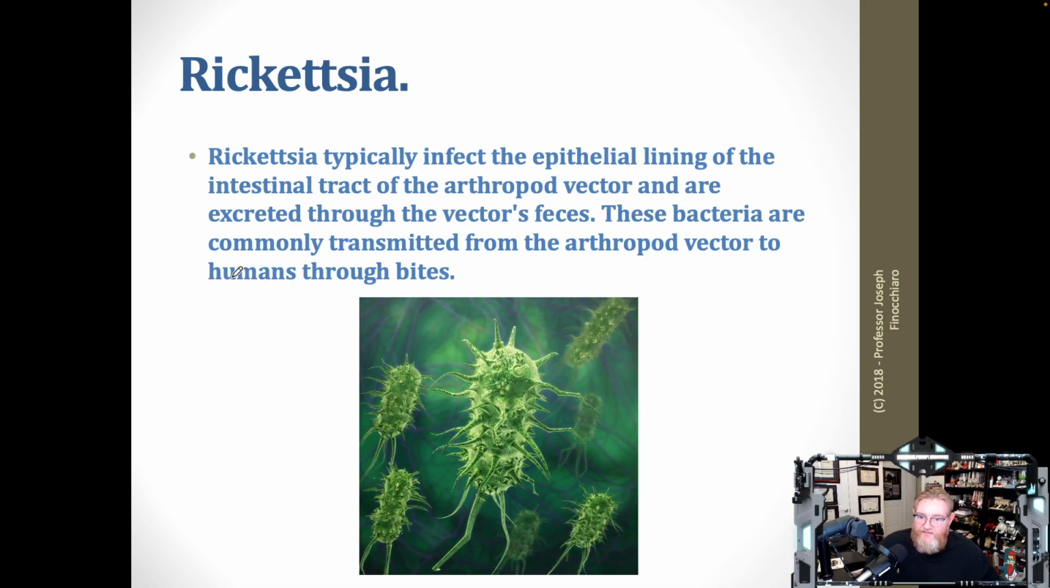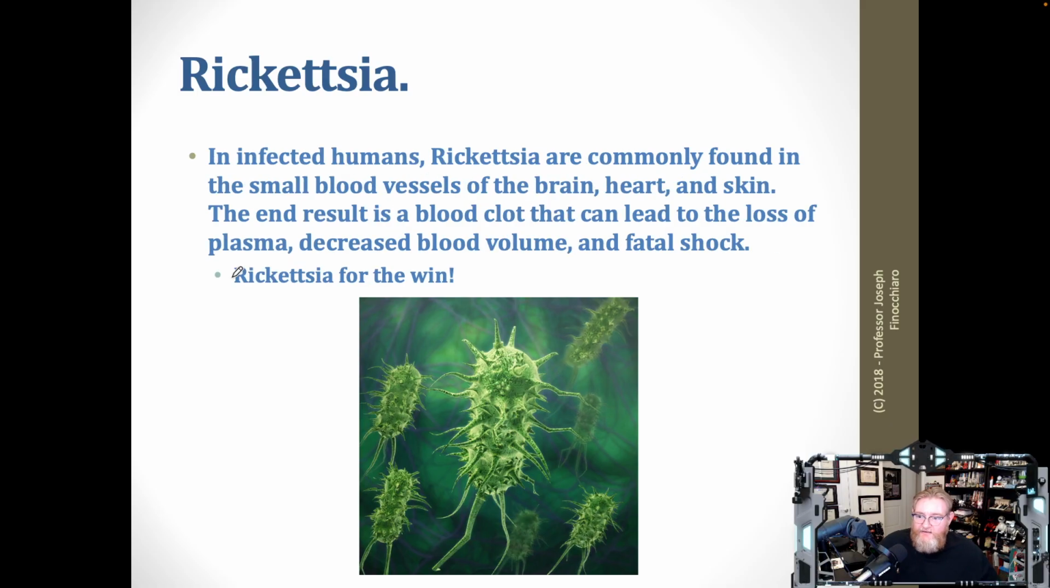Rickettsia typically infect the epithelial lining of the intestinal tract of the arthropod vector and are excreted through the vector's feces. These bacteria are commonly transmitted from the arthropod vector to humans through bites. In infected humans, rickettsia are commonly found in the small blood vessels of the brain, heart, and skin. The end result is a blood clot that can lead to the loss of plasma, decreased blood volume, and fatal shock. Rickettsia for the win.